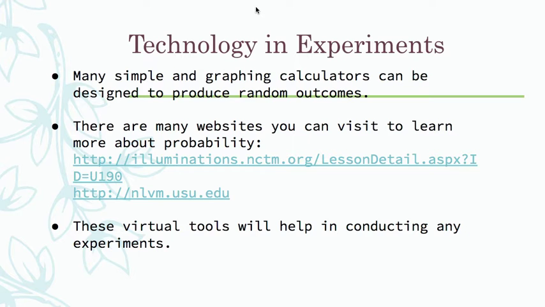Technology is oftentimes used in a lot of these experiments, so it's important that we help you get comfortable with things like graphing calculators that can help produce random outcomes. There are many websites and virtual tools that can help in constructing these experiments so that you can see exactly what is going on when you're trying to figure out the probability of something.